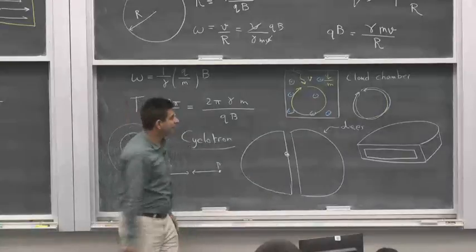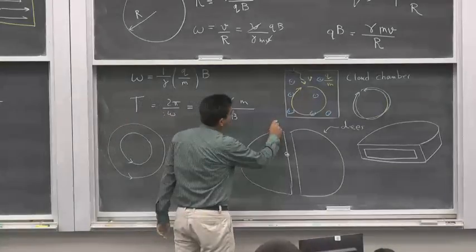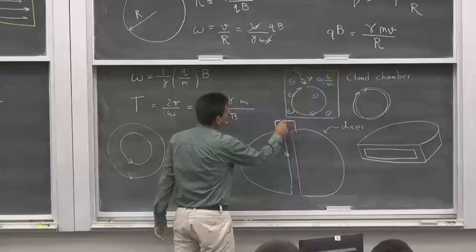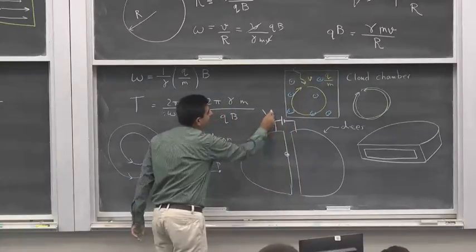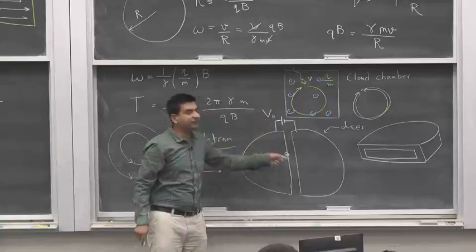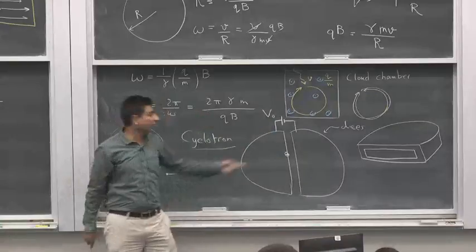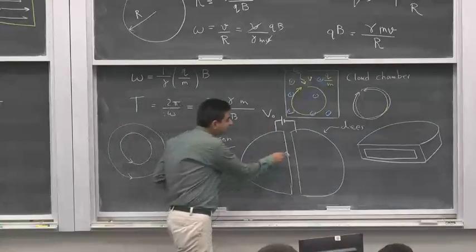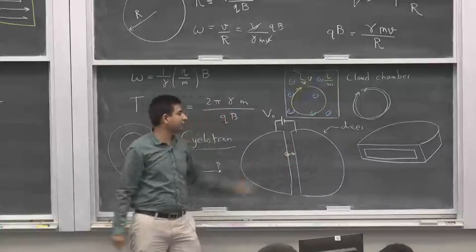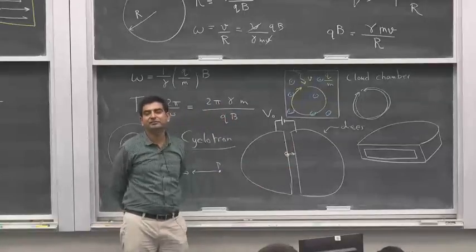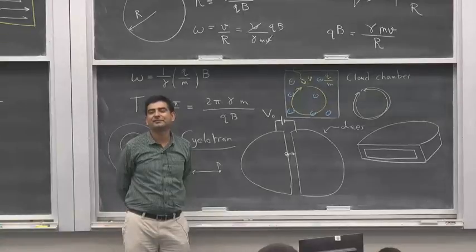Now what you would like to do, you would like to apply a voltage to these Ds. A positive voltage here and a negative voltage here, V0. You would apply a potential difference between these Ds. So what this proton would see is it would be accelerated across this gap and it will move towards the other D, towards the negatively charged D. Alright?